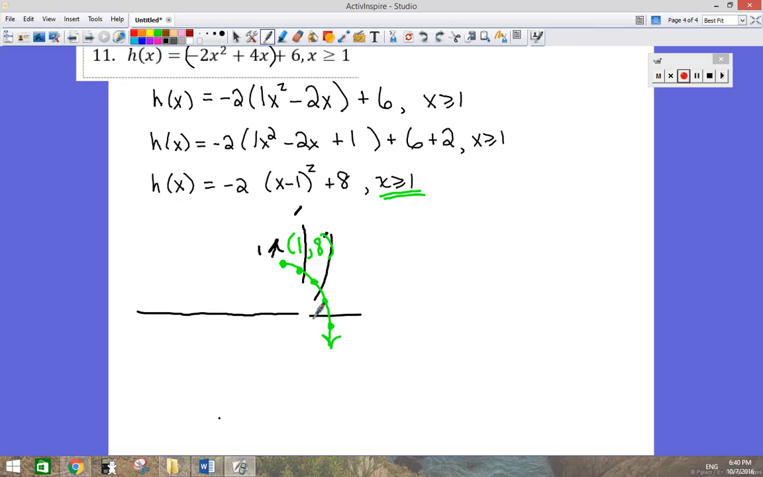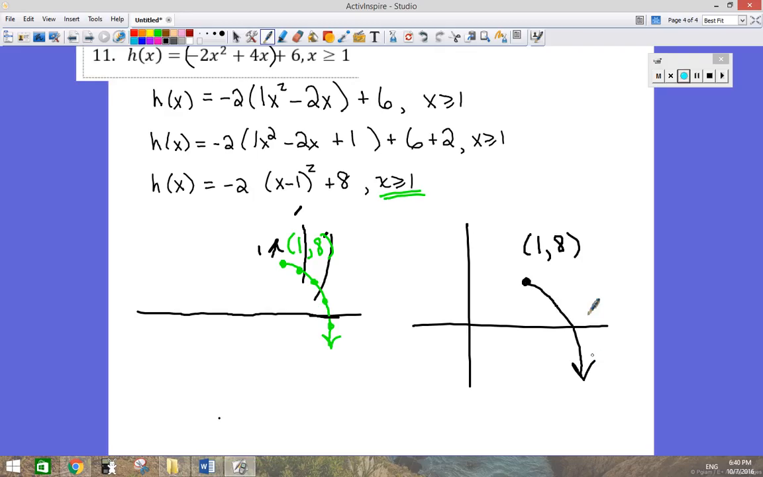This was my x-axis. This guy was (1, 8). We wanted x greater than or equal to 1 and it was opening downward. Okay. Sorry about all that.